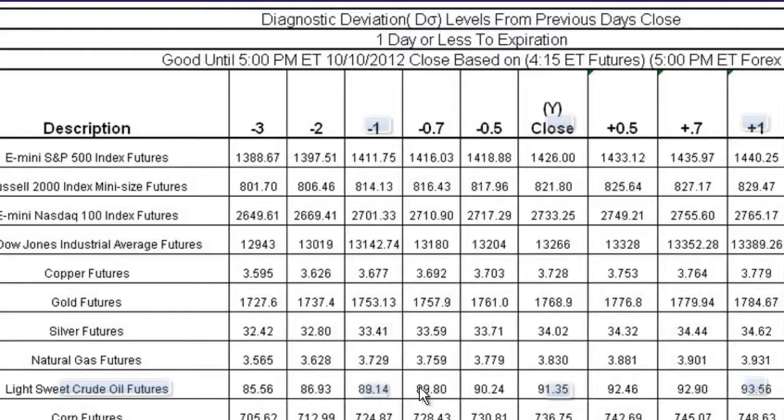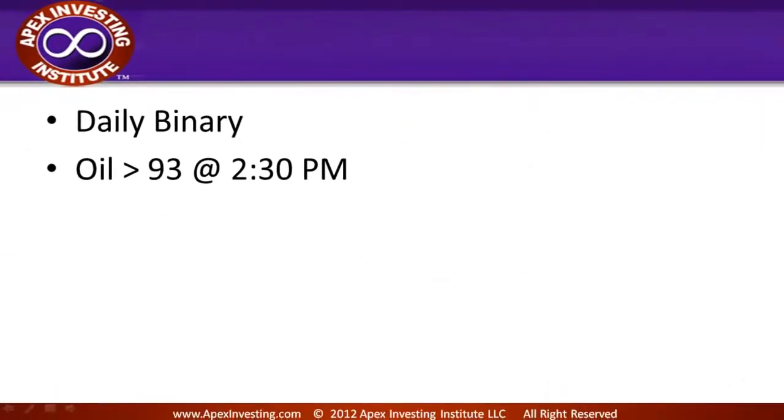Basically, a one deviation move is between the closing price of yesterday and either up to or down to the deviation level. Since I believe the market's going to be moving up, because that's how it's been trending, I'm going to look at the closing price of yesterday as one of my price target levels, and my higher price target level as $93.56, the upper deviation level. I go through all the daily binaries on Nadex, and I find that there is an oil daily binary that says the oil will be greater than 93 at 2:30 Eastern Time.